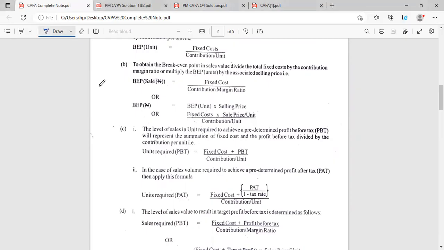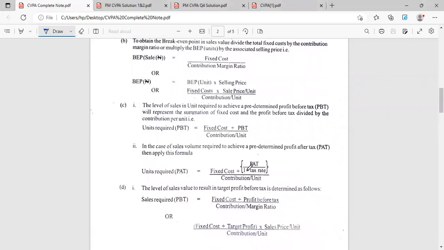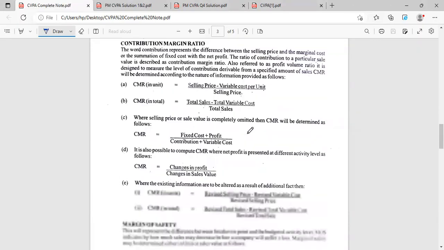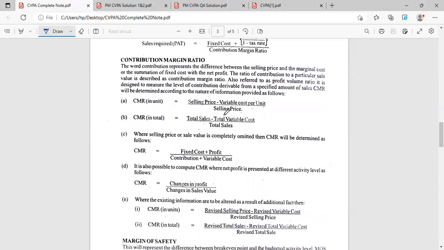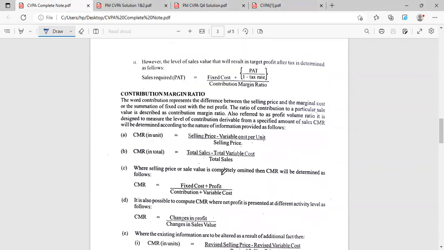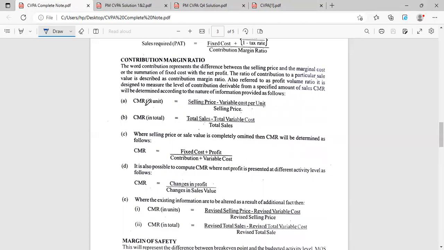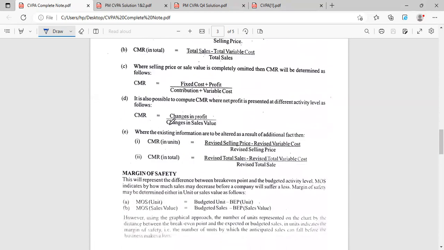Then if you are using sales value, in Naira, as what you are looking for, you use what? Contribution margin ratio. As you can see, sales will use contribution margin ratio. Then we came down and looked at margin of safety. And I told you that margin of safety can also be in units and in value. And we'll look at the formula to address this. Then we looked at contribution margin ratio, which is also in units and in total. And we did that as well.